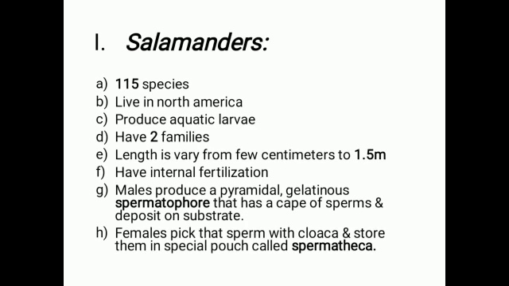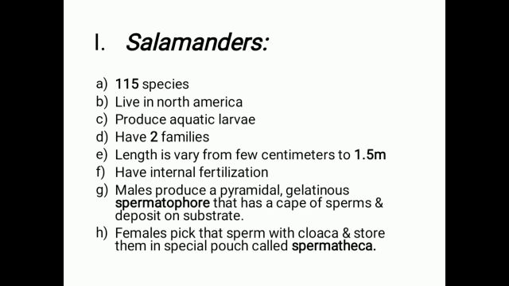Let's discuss the salamanders first. Salamanders have 115 species, live in North America, produce aquatic larvae, and have two families. One lives totally on land and the other in water. Their length varies from centimeters to 1.5 meters. For example, the American salamander is the hellbender. Its length reaches up to 65 centimeters.